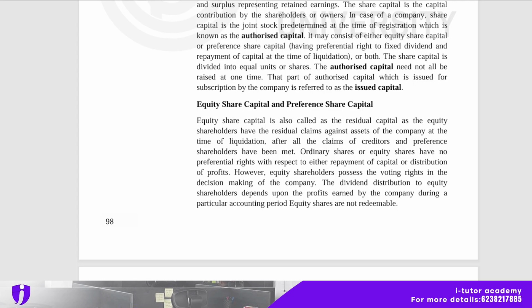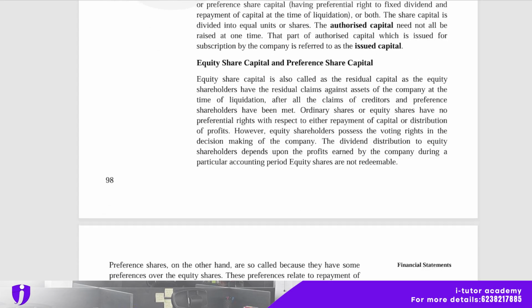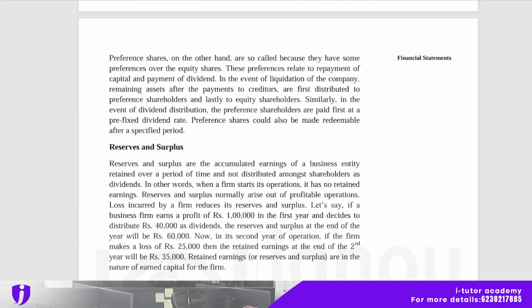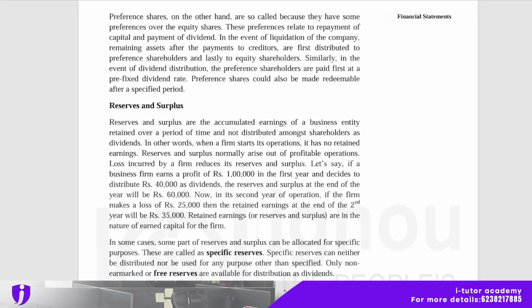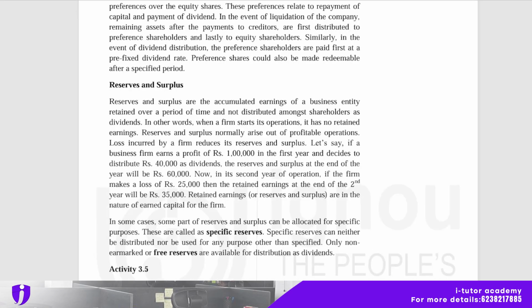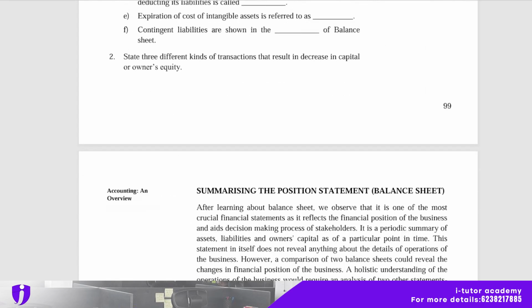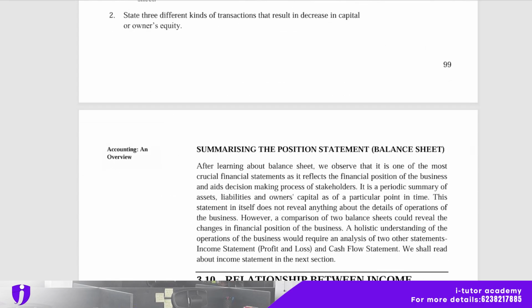And ordinarily, equity shares have no preferential right with respect to either repayment of capital or distribution of profit. And reserves and surplus. Reserves and surplus are the accumulated earnings of a business entity retained over a period of time and not distributed among shareholders as dividends. And the activity is also based on that. You just try to answer the activities, it will help you more.